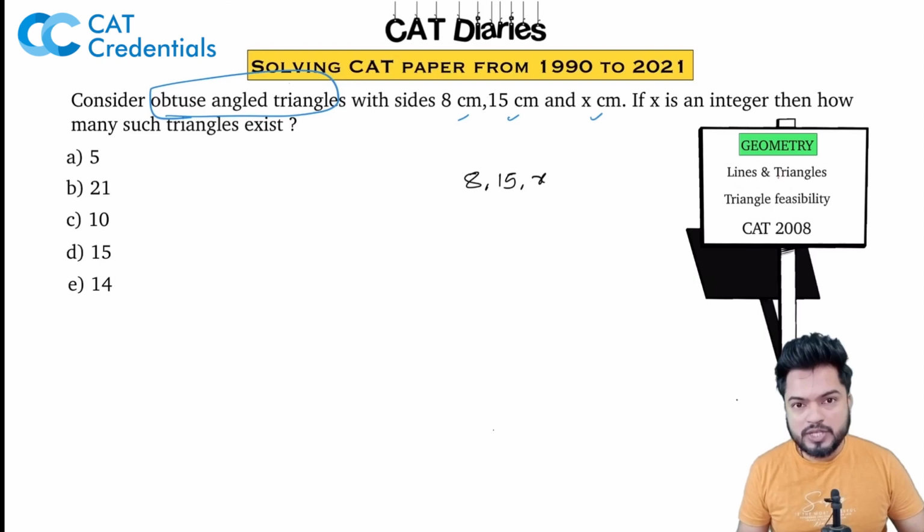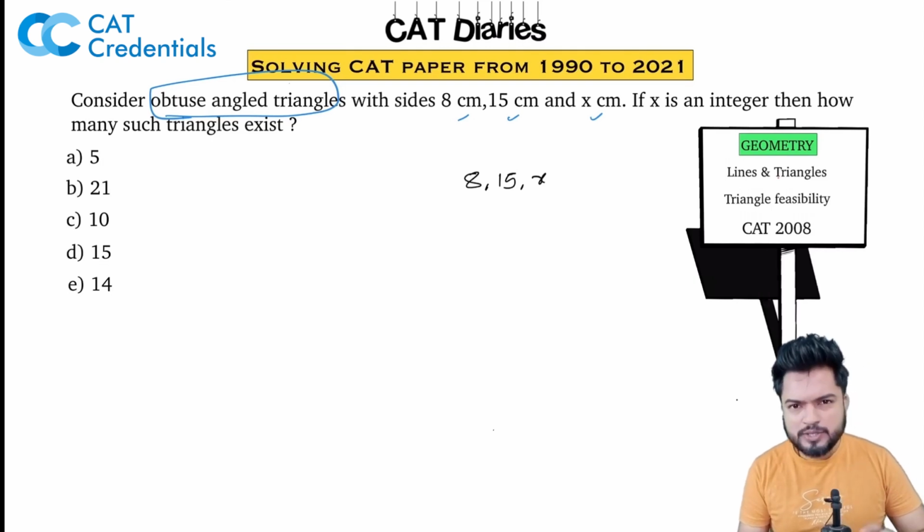The question is, out of all these triangles that you can form with the sides 8, 15 and x, considering x is an integer, how many of them are obtuse angle triangles? So I don't want acute, I want obtuse. I want more than 90 degrees. One of the angles has to be more than 90 degrees so that the triangle becomes an obtuse angle triangle. That's what we know as a property of obtuse angle triangles.